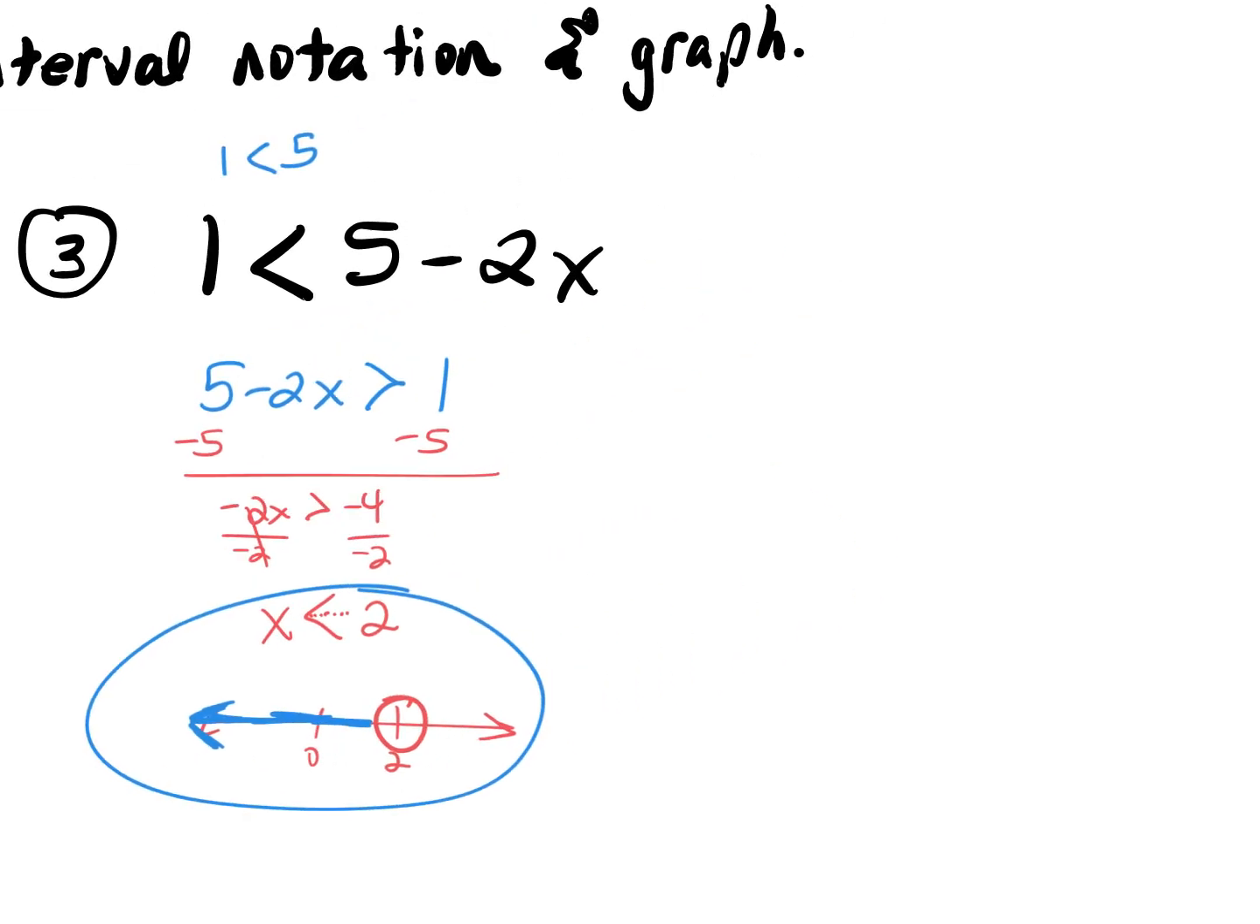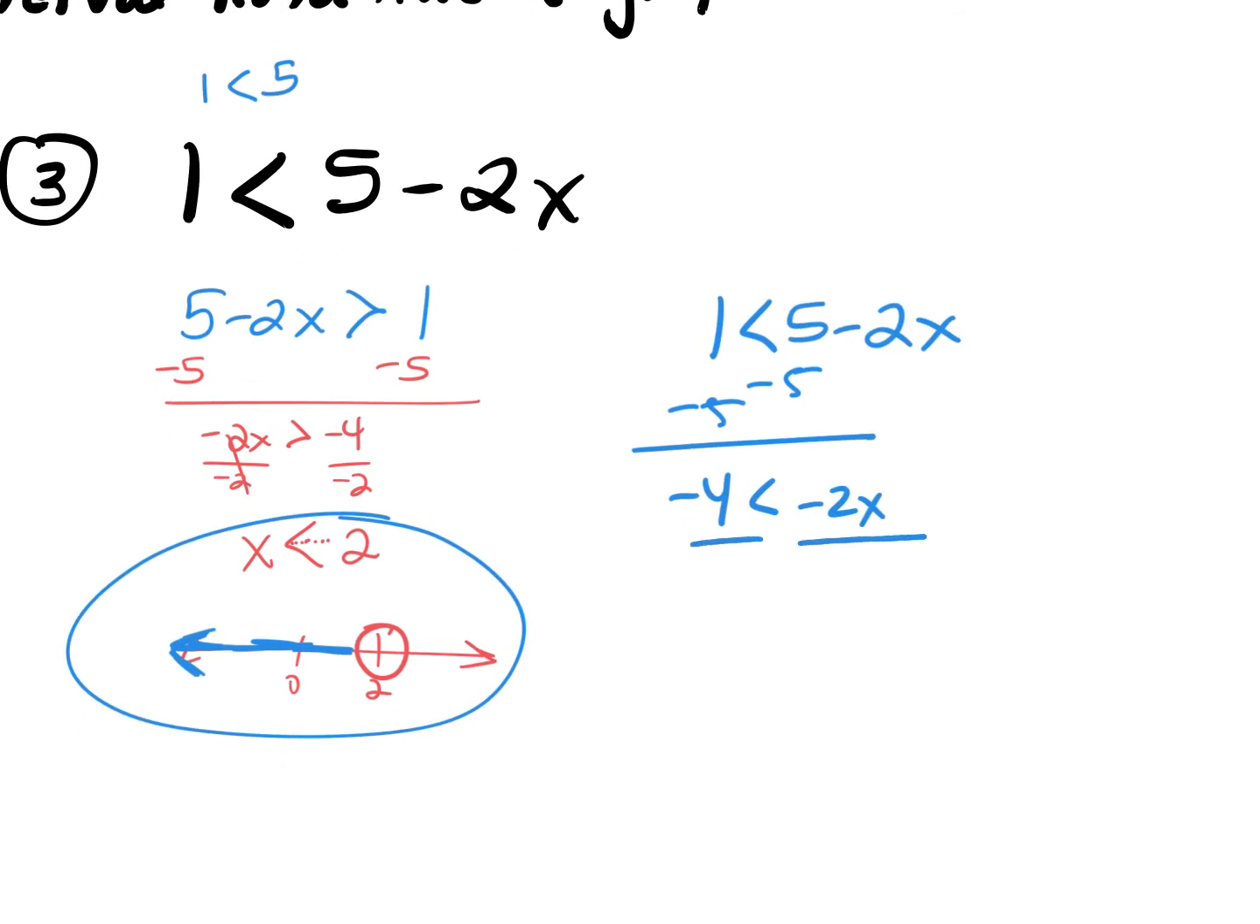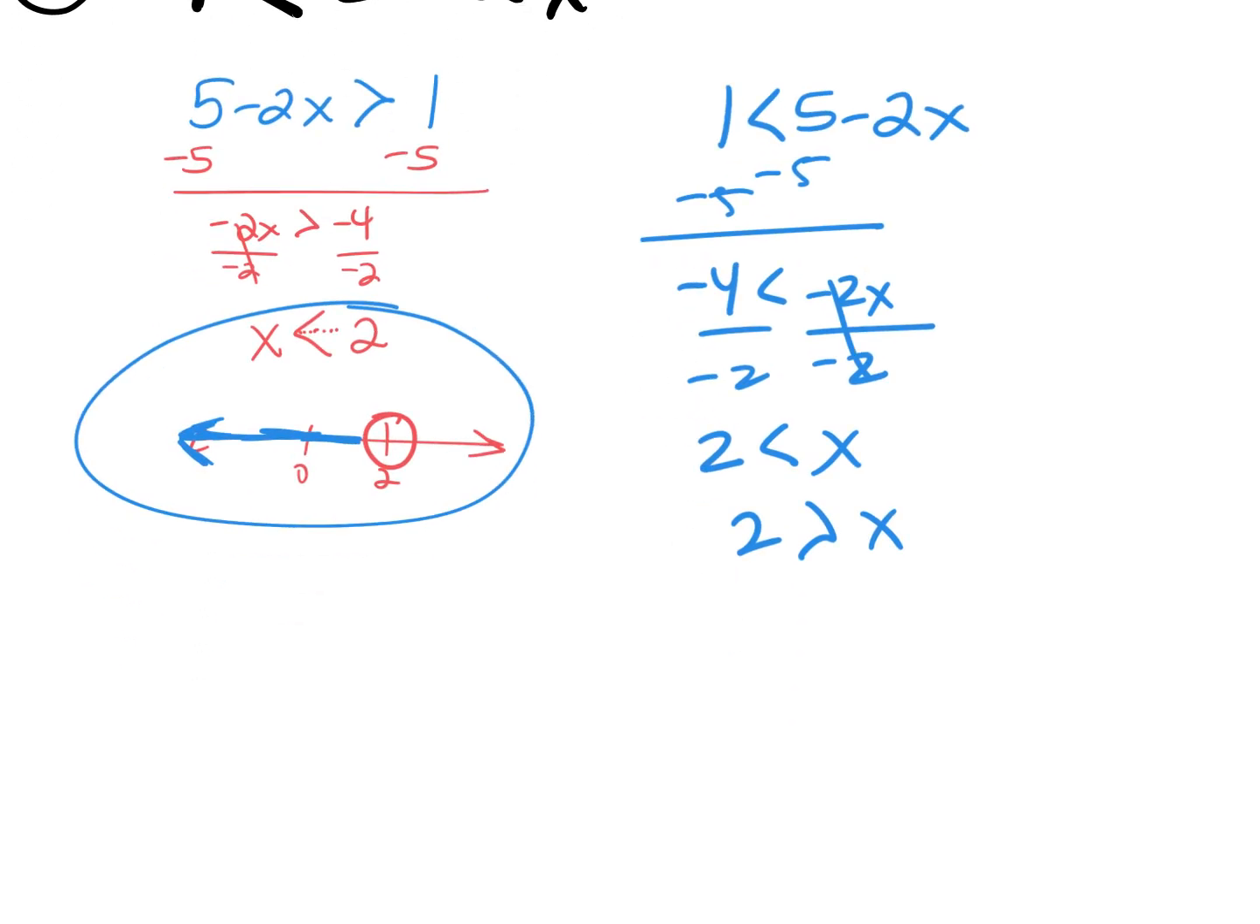So if you didn't flip it, 1 is less than 5 minus 2x. Okay, you guys didn't flip, right? So you subtracted 5 from both sides. You got negative 4 is less than negative 2x, right? Divided both sides by negative 2, and you got 2 is less than x, right? No, I flipped it. You flipped it, divided, yeah. So you got 2 is greater than x. Yeah. Okay.